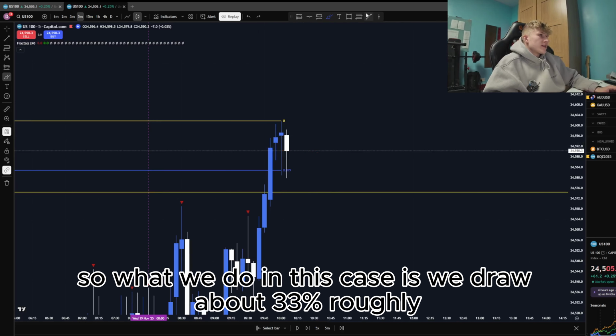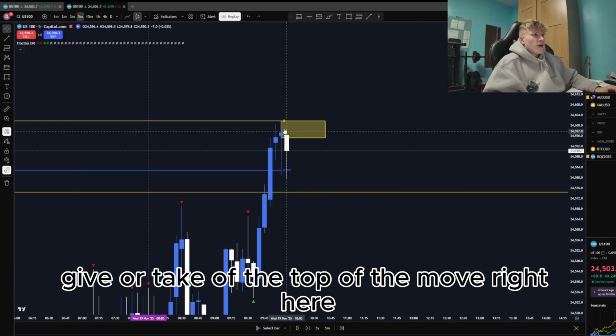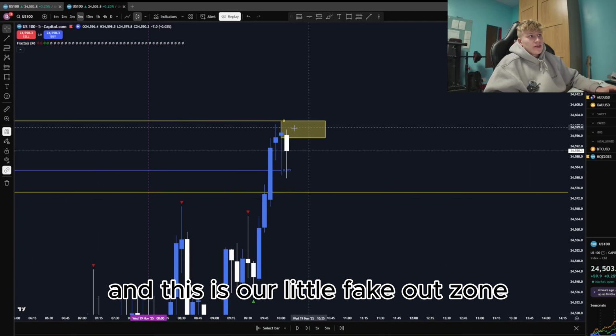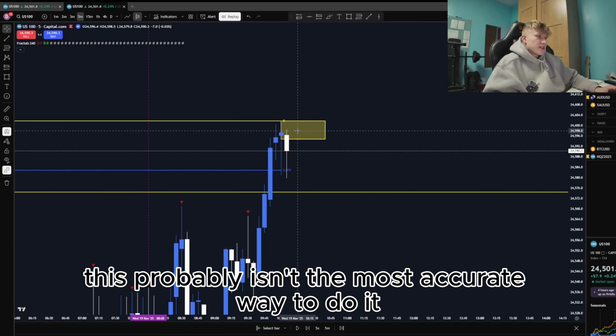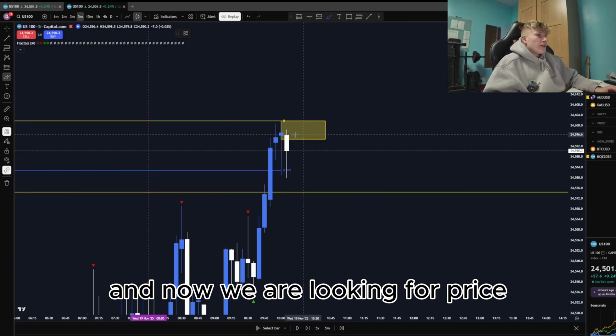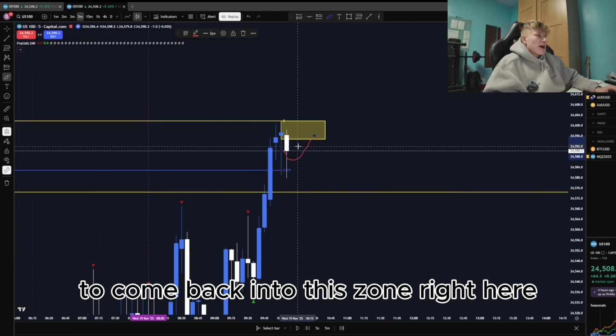So what we do in this case is we draw about 33%, roughly, give or take, of the top of the move right here. And this is our little fake out zone, around 33% of this candle. This probably isn't the most accurate way to do it, but this is just how we do it. And now we are looking for price, now it's closed out of here, to come back into this zone right here.